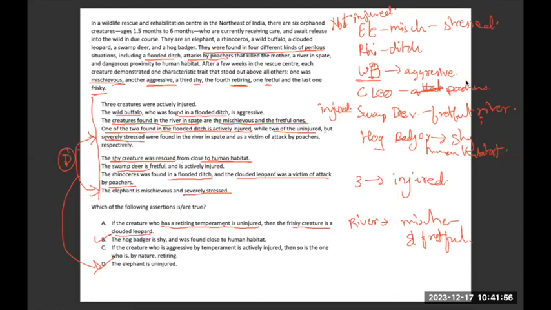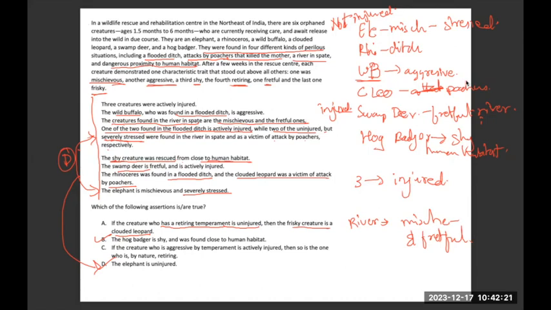So one was attacked by poachers, mother's killed. A river in a spate, and in dangerous proximity to human habitat. After weeks in the rescue center, each creature demonstrated one characteristic trait that stood out from all of the others: mischievous, aggressive, shy, retiring, fretful, and frisky.